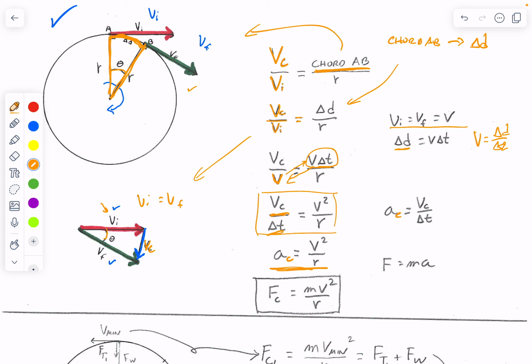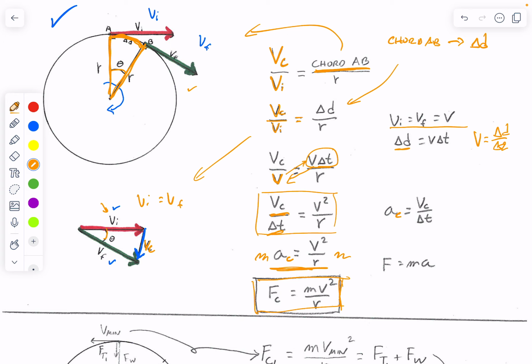Now if we multiply both sides of the equation by m, we get this equation right here. The centripetal force equals mv squared over r. And that particular equation you used later on in the chapter in some of your homework problems.